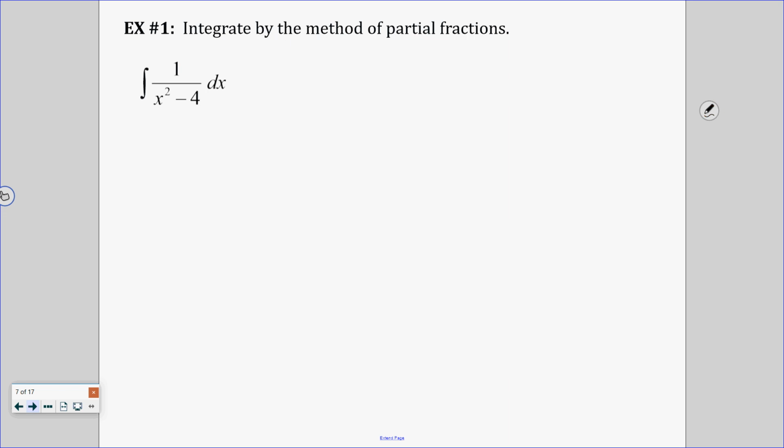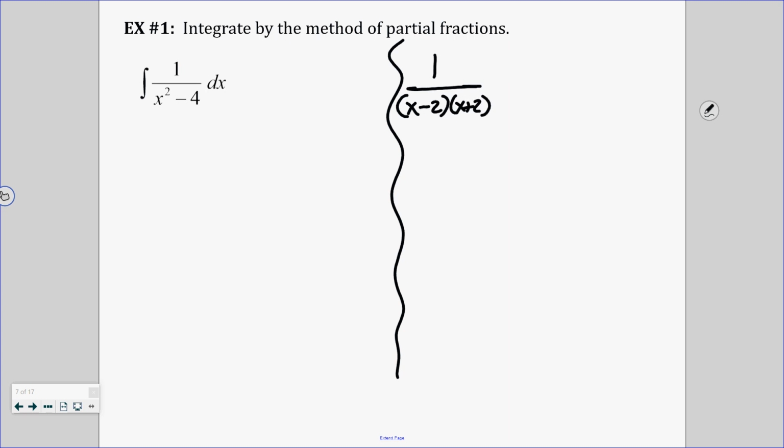Over in my scratch area where I do my scratch work, I'm going to write 1 over x squared minus 4. Well, actually, instead of writing it like that, let's just go ahead and factor it. So it's x minus 2, x plus 2. That makes it quicker. If you need to do the factoring with some help, just do that in another area. So I write it already factored: 1 over (x minus 2)(x plus 2). Then I write A over x minus 2 plus B over x plus 2.